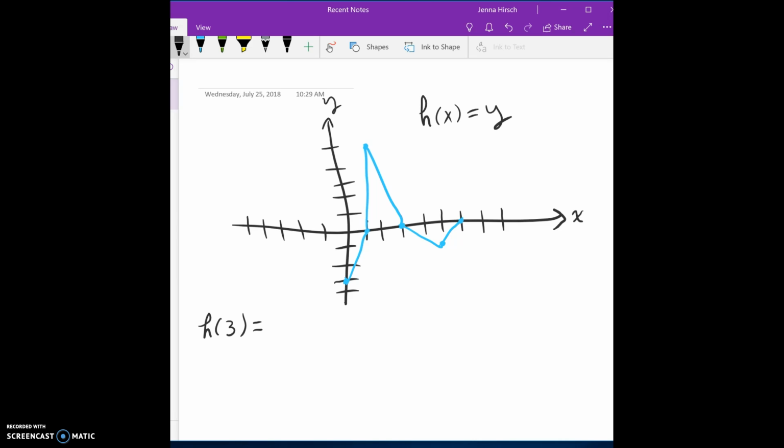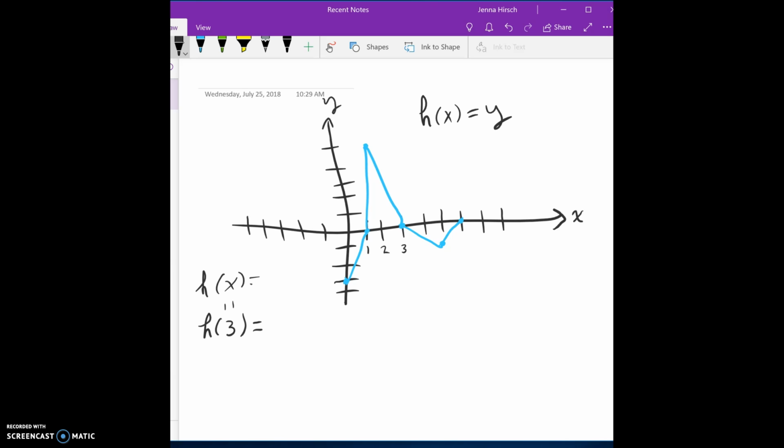So when we talk about h of 3, what we're asking you to do, now remember, h of 3 is the same thing as saying h of x. So we're asking you to substitute in 3 for x. Now we don't have a 3 algebraically, so what we're going to do is look at a 3 graphically. So let's find 3 on the x-axis. Well, here's 1, here's 2, here's 3 on the x-axis.